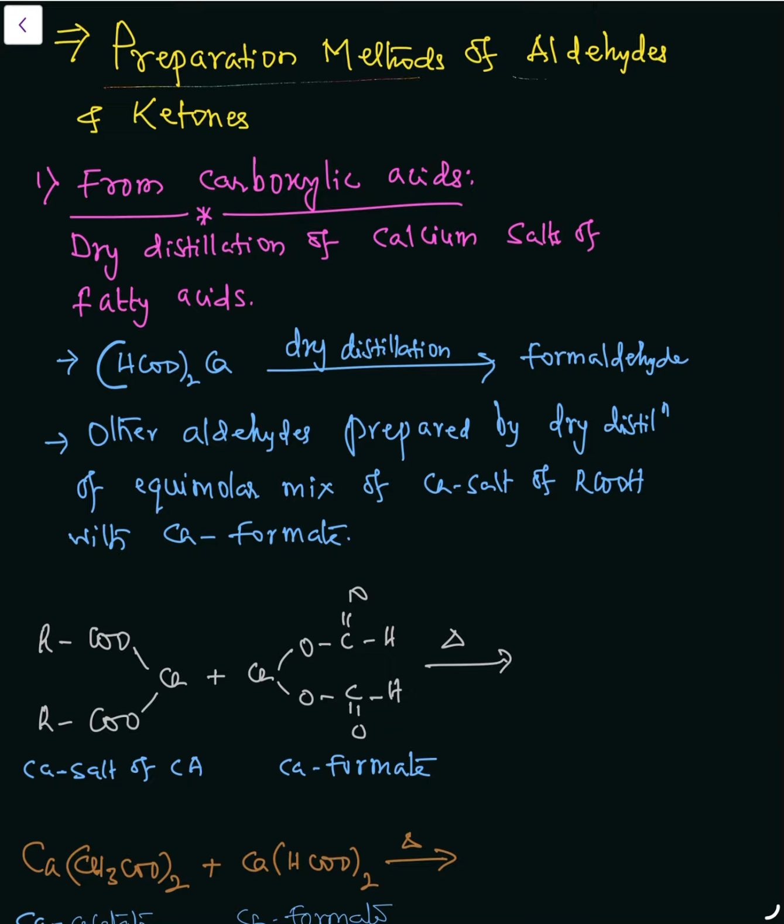Preparation methods of aldehydes and ketones from carboxylic acids. Dry distillation of calcium salts of fatty acids, let us see. In this, calcium formate on dry distillation gives formaldehyde as the product. Whereas other aldehydes are prepared by dry distillation of an equimolar mixture of calcium salts of carboxylic acids with calcium formate.